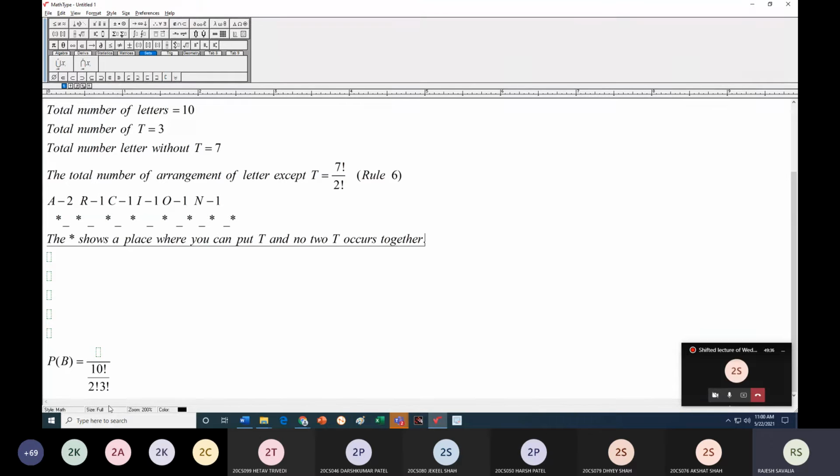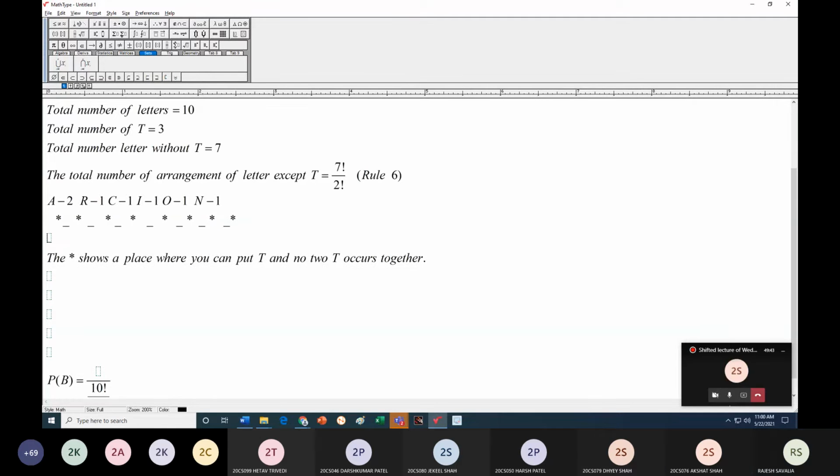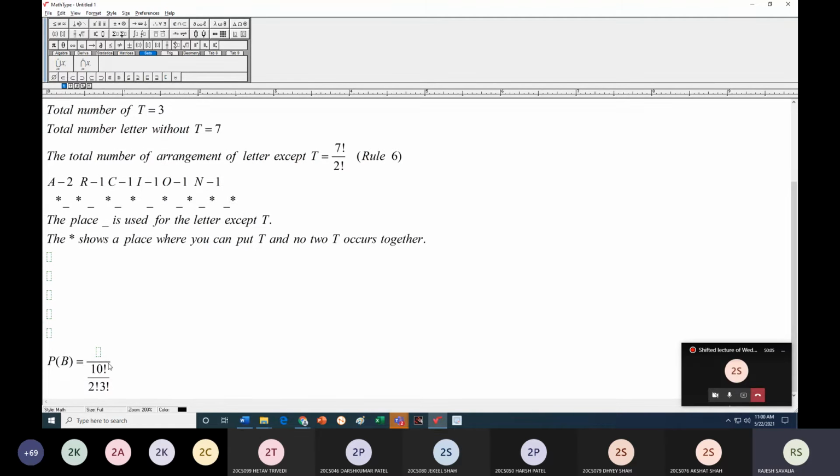Any doubt? Next. The place is used for the letter except T. Any doubt? So how many places are there for T? How many places do you have for T?